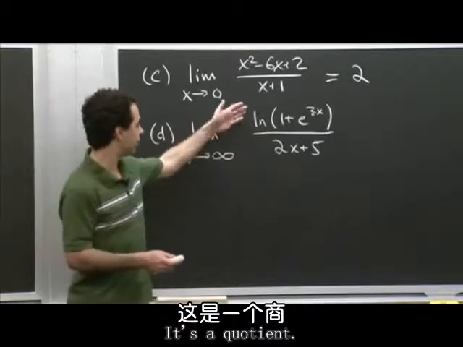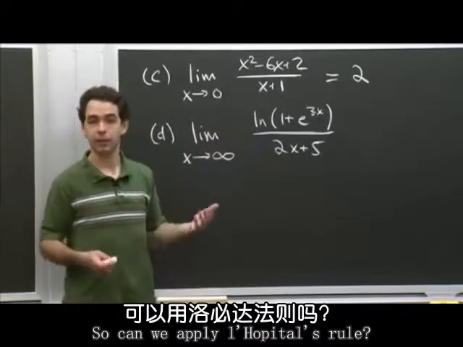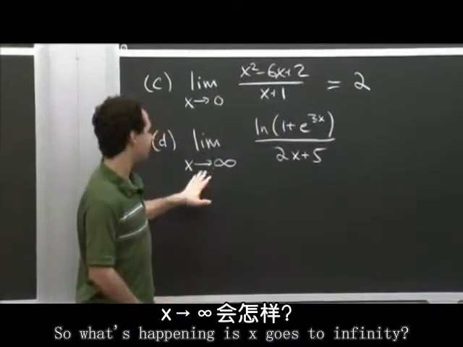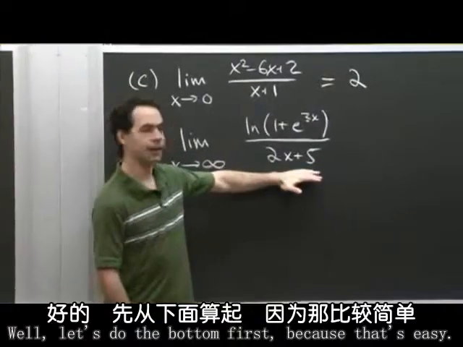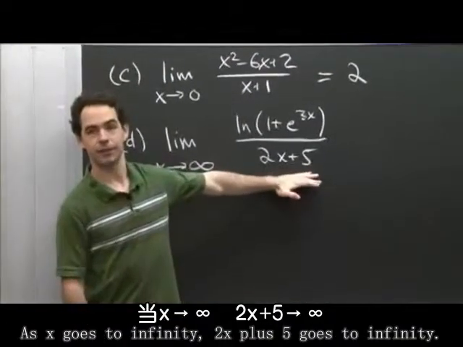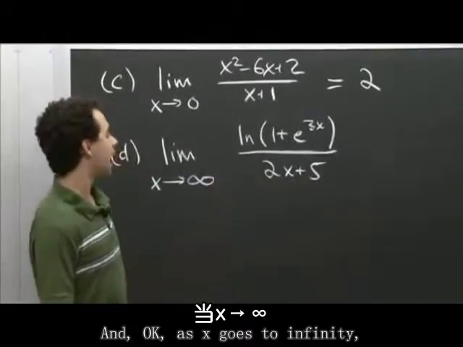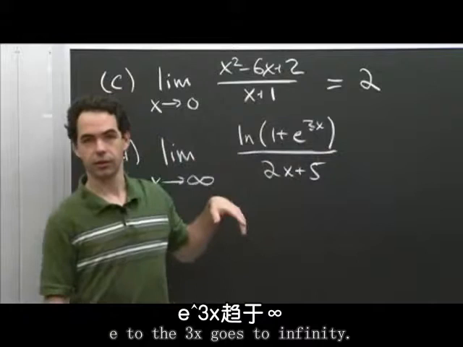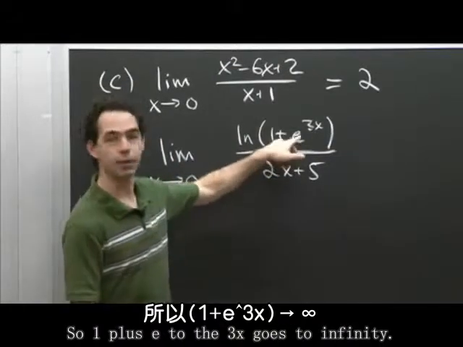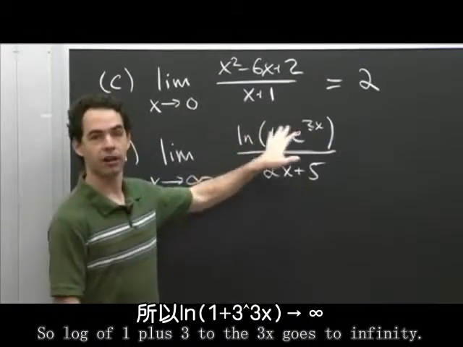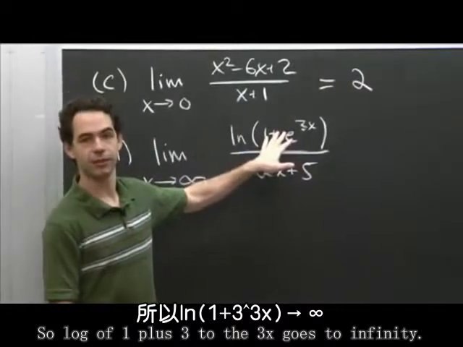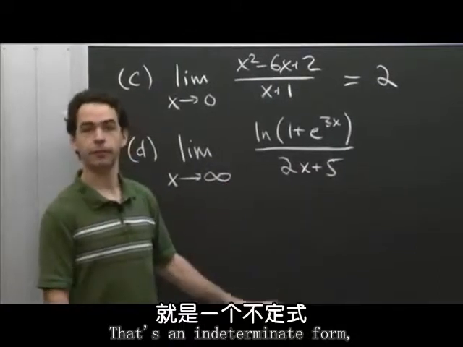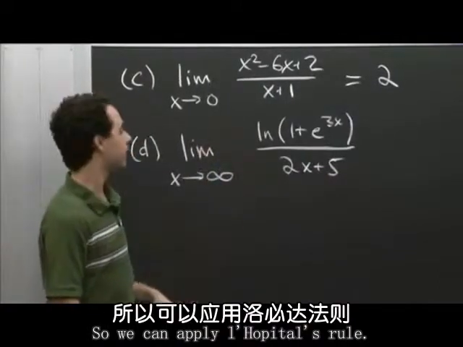Can we apply L'Hopital's rule? It's a quotient. Well, we can apply L'Hopital's rule if it's an indeterminate quotient. So what's happening as x goes to infinity? Well, let's do the bottom first because that's easy. As x goes to infinity, 2x plus 5 goes to infinity. And as x goes to infinity, e to the 3x goes to infinity. So 1 plus e to the 3x goes to infinity. So log of 1 plus e to the 3x goes to infinity. So this is an infinity over infinity form. That's an indeterminate form, an indeterminate quotient. So we can apply L'Hopital's rule.